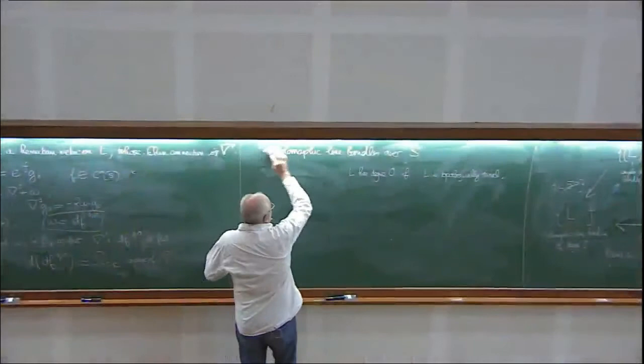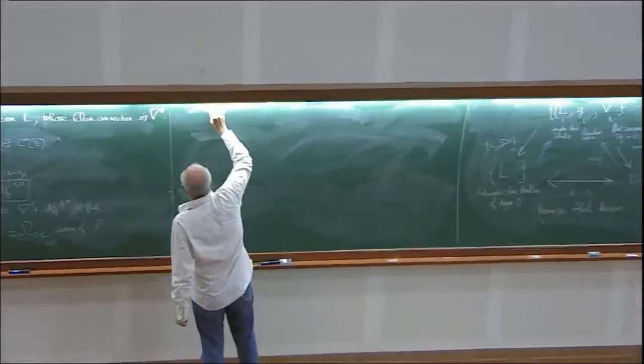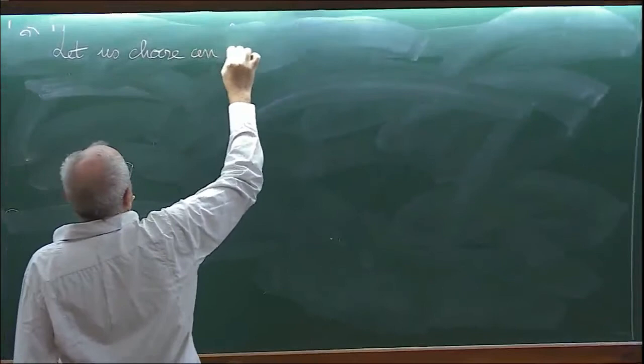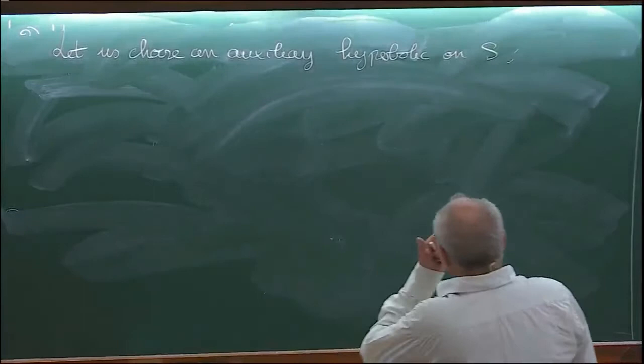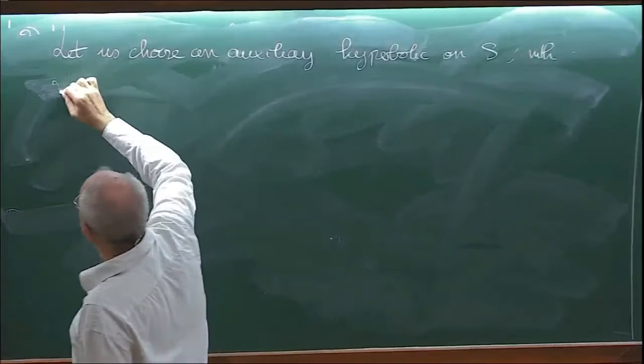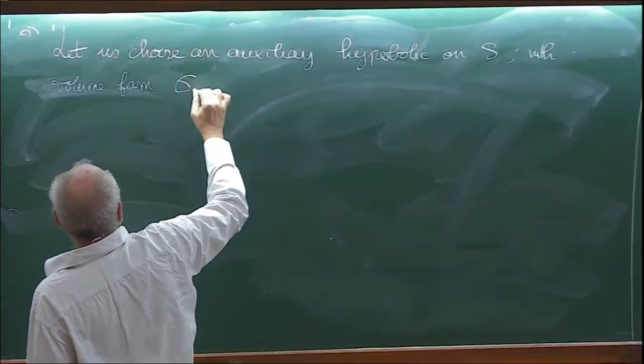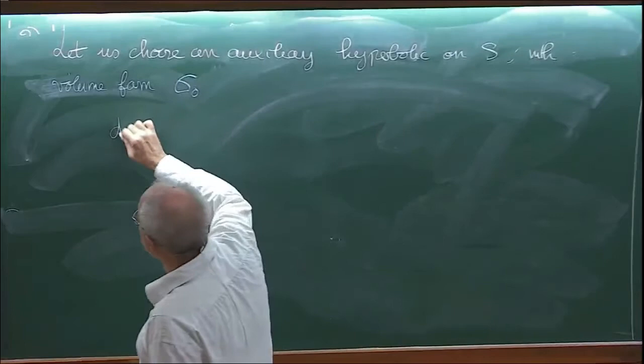So let's choose an auxiliary hyperbolic metric on S, with volume form, let's call it sigma zero. Okay. So then, what is the df of the 1-0 part of f?